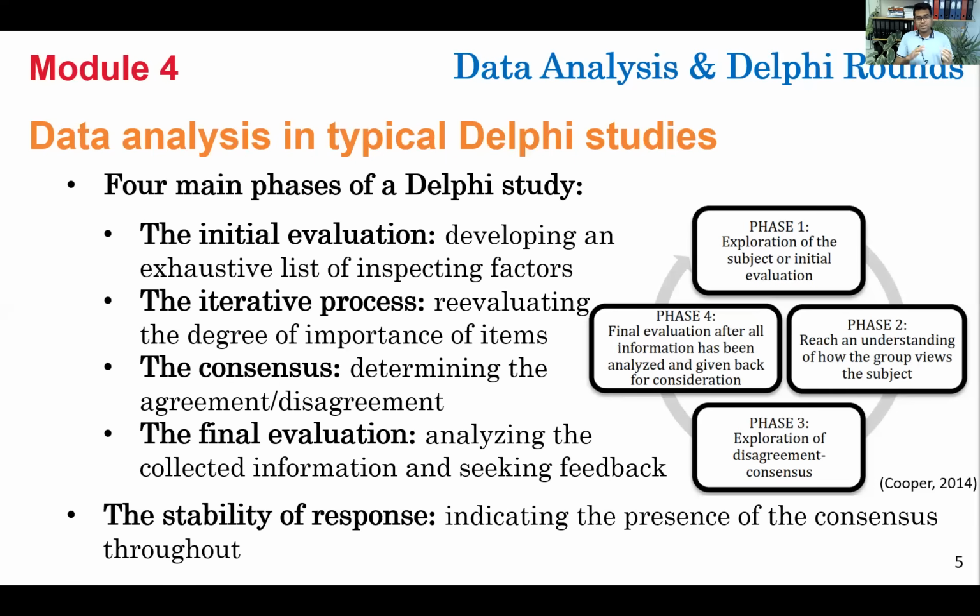Since we do the initial evaluation of inspecting factors before placing them into the questionnaire, and it was covered in module 3, I am not discussing it today. I will be detailing the process of calculating the consensus and stability in this lecture that will cover the rest of the phases mentioned here.